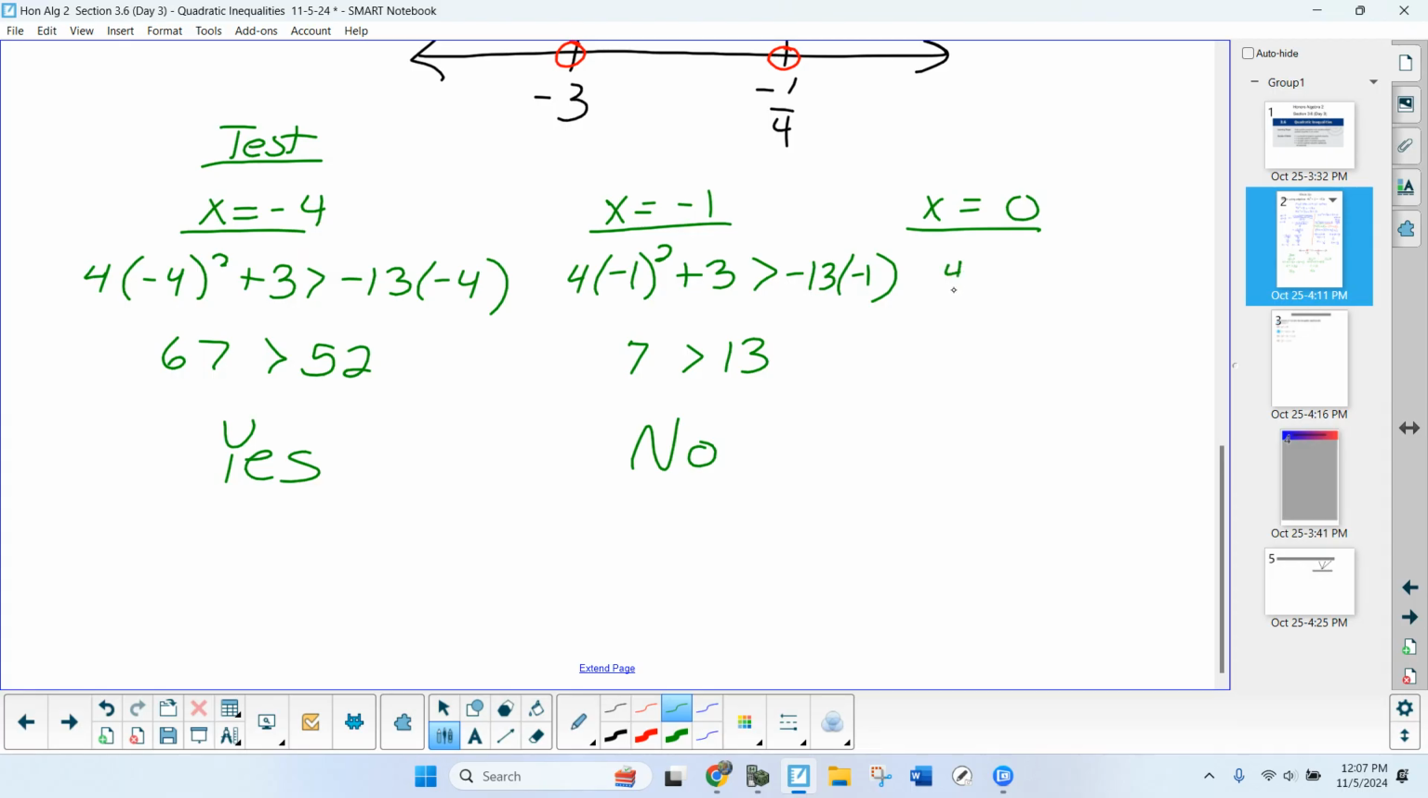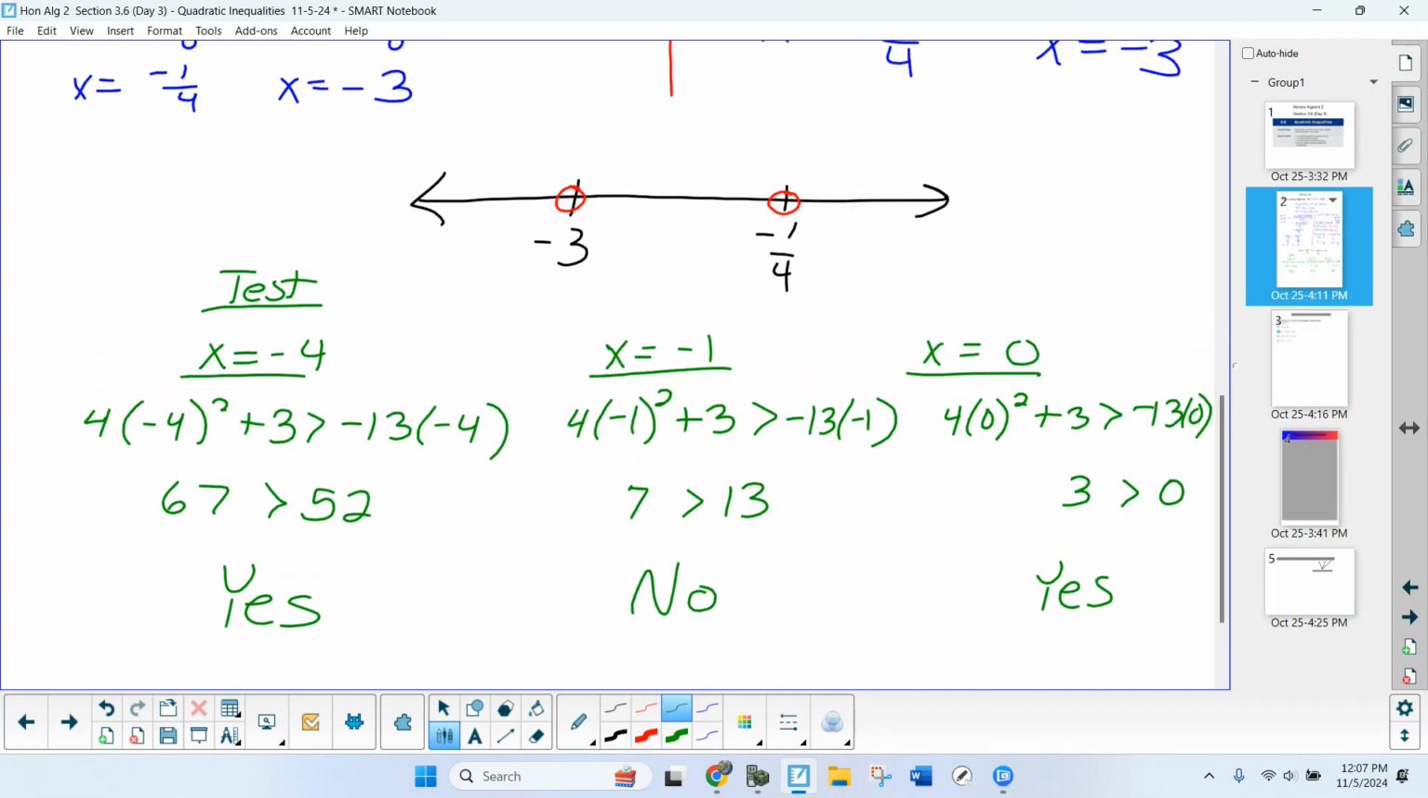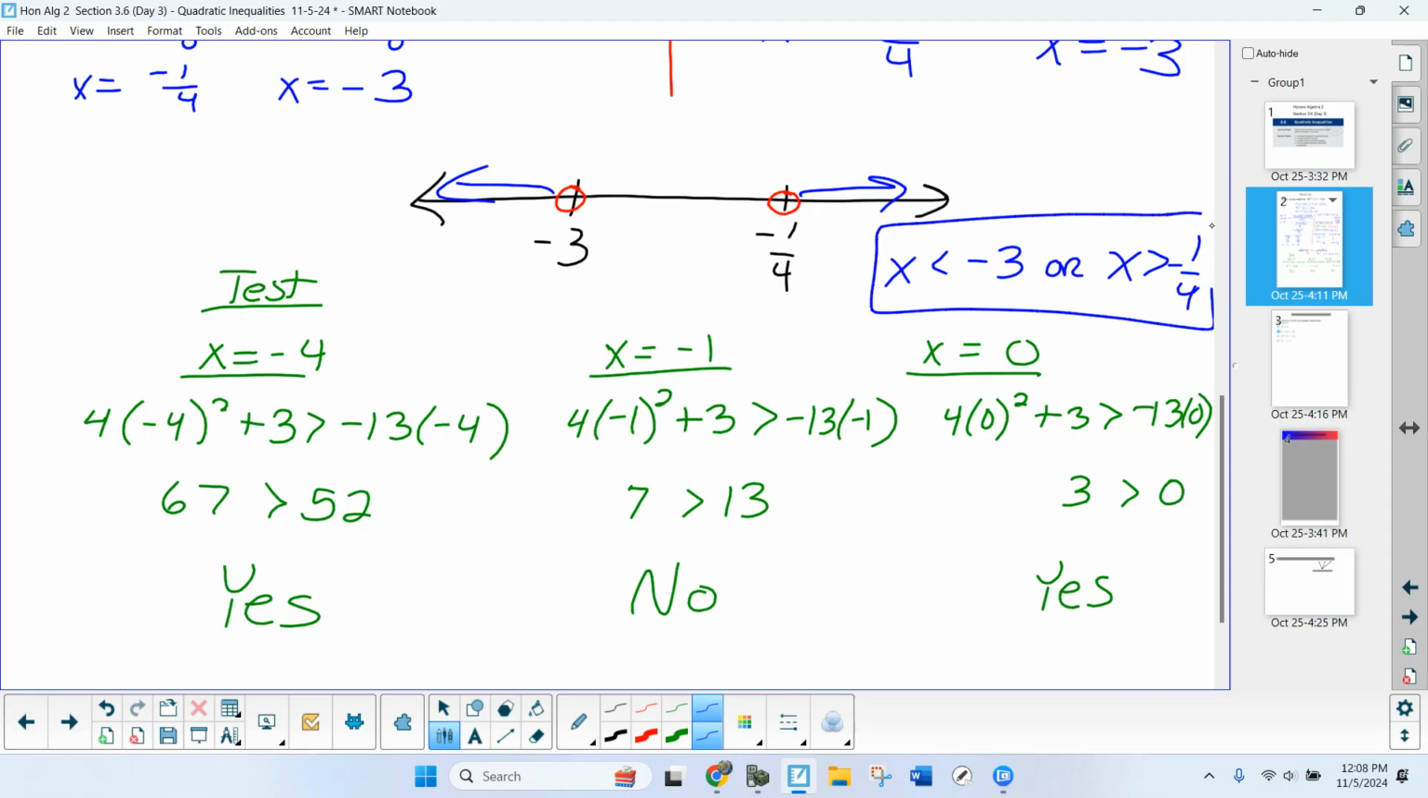And then this one, 4 times 0 squared plus 3, is that greater than negative 13 times 0? Well, that gives me 0 over here, 3 over here. What do you think? Yes. So this was yes, no, yes. How do you write your answer? x is less than negative 3 or x is greater than negative 1/4. It's an or. If they go apart, they're ors.